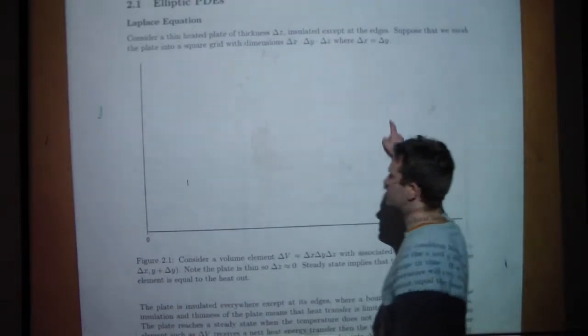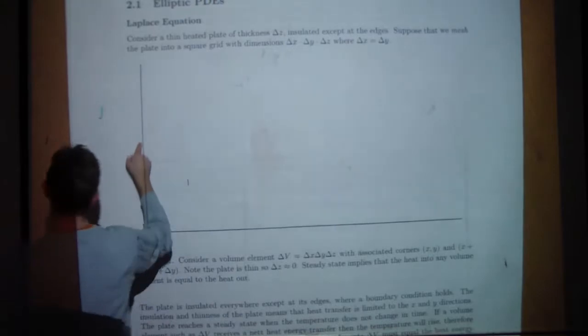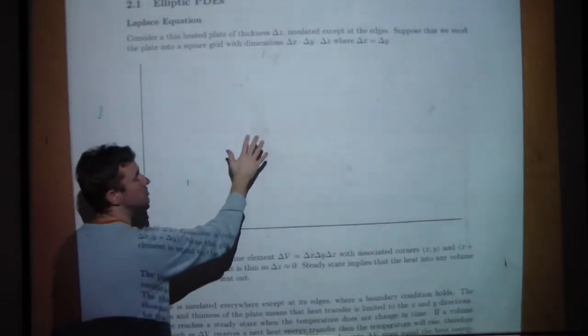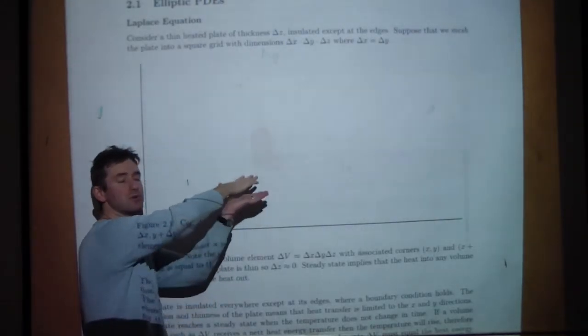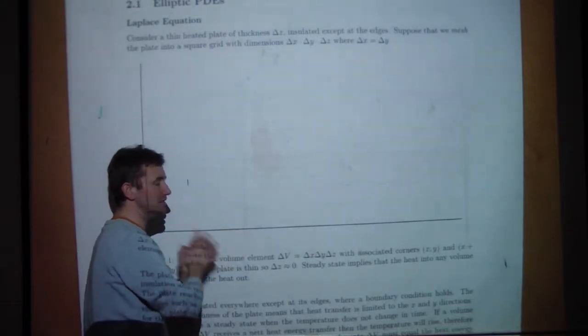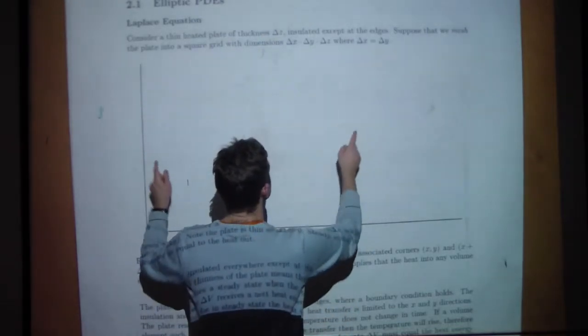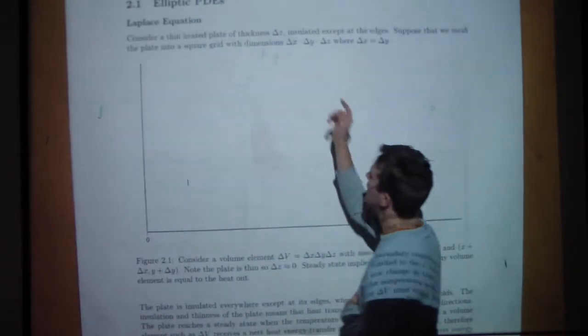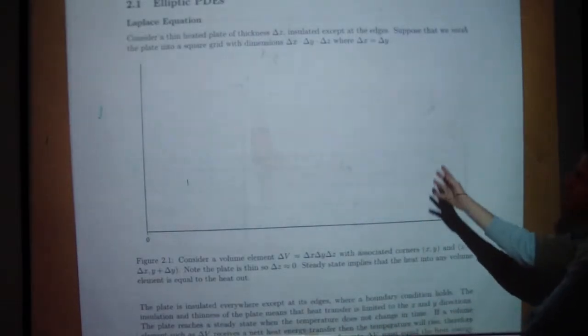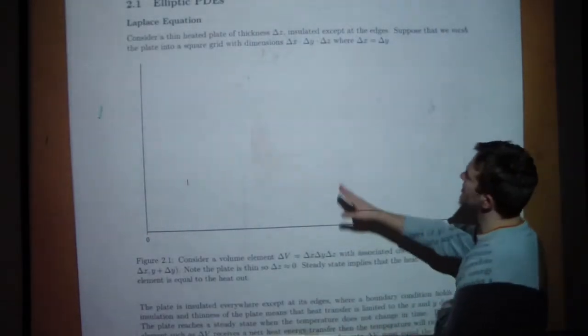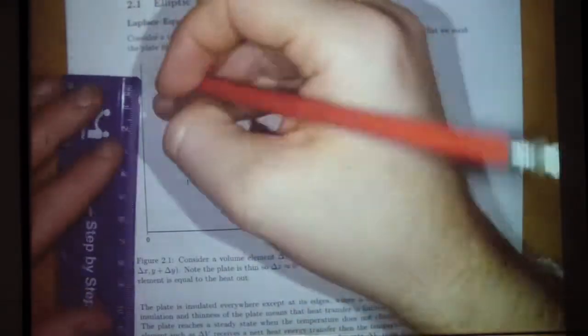We're going to draw this rectangle in a moment. The heat is going to come from the edges, and there's going to be no heat loss from the top or the bottom of the plate. It'll be insulated in that regard, uninsulated along the edges. So it says there, consider a thin heated plate. The heat will come from the edges, insulated except at the edges. Okay. Right, so let's draw this plate.